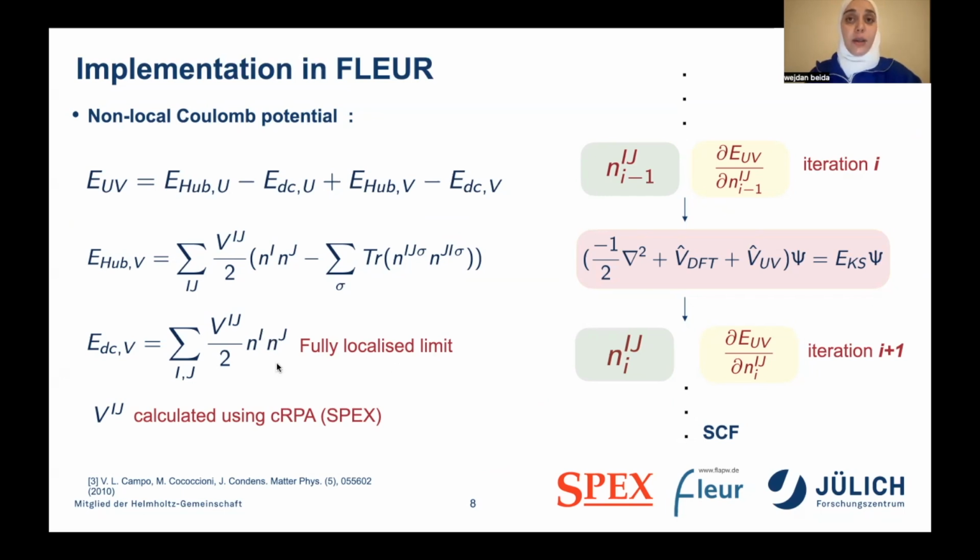After applying the necessary subtraction of these two terms, the Hubbard and the double counting, to avoid any double counted term, we obtain the energy term of V, which is mainly the trace of the multiplication of the two inter-site matrices, and we have this object V. This V quantifies the strength of the interaction between atom I and atom J. To determine this parameter, we perform a constrained random phase approximation calculation using the SPEX code, as you heard from Dr. Friedrich's talk.